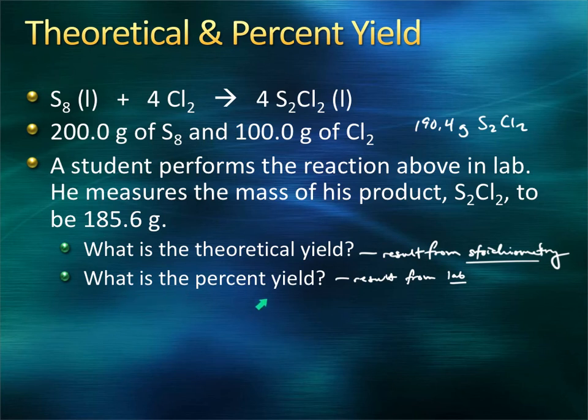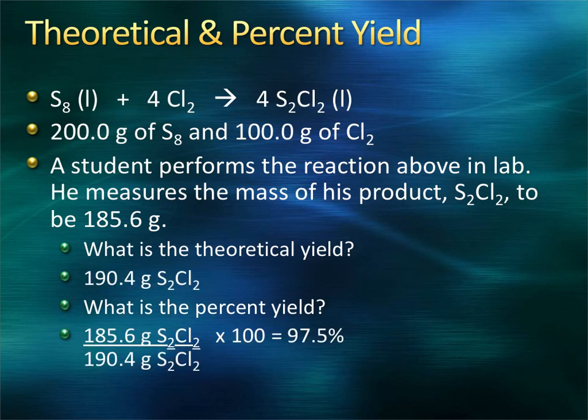And what is the percent yield? It's going to be your experimental yield divided by your theoretical yield times 100. We'll see what this is here on the next slide. The 190.4 grams of S2Cl2 is how much we theoretically should have made. The percent yield is going to be the experimental value, which the student got 185.6 grams during the experiment, divided by the theoretical value of 190.4 grams, and then times 100. This value comes out to be 97.5. So they got 97.5% of the product they expected to get, which is remarkably good.